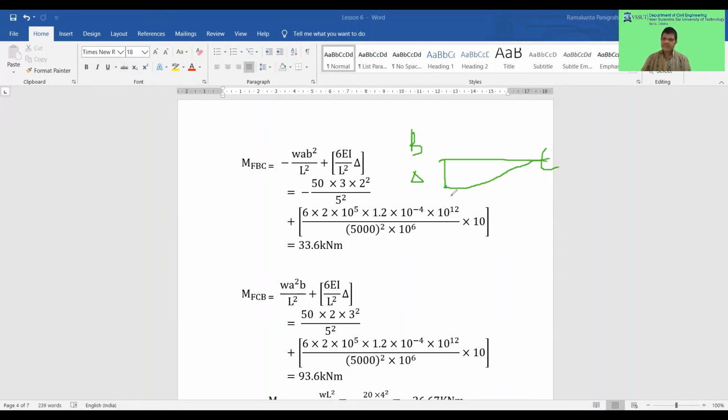So the positive value is 6I delta by L square, clockwise. The value is taken as 6I delta by L square, and since there is a point force, you can find MFBC as minus WAB square by L square, and MFCB is equal to WA square B by L square. Once you put the formulae clearly, then we can put the values to calculate these values of 33.36 and again here 93.6. So these are the values that are coming.